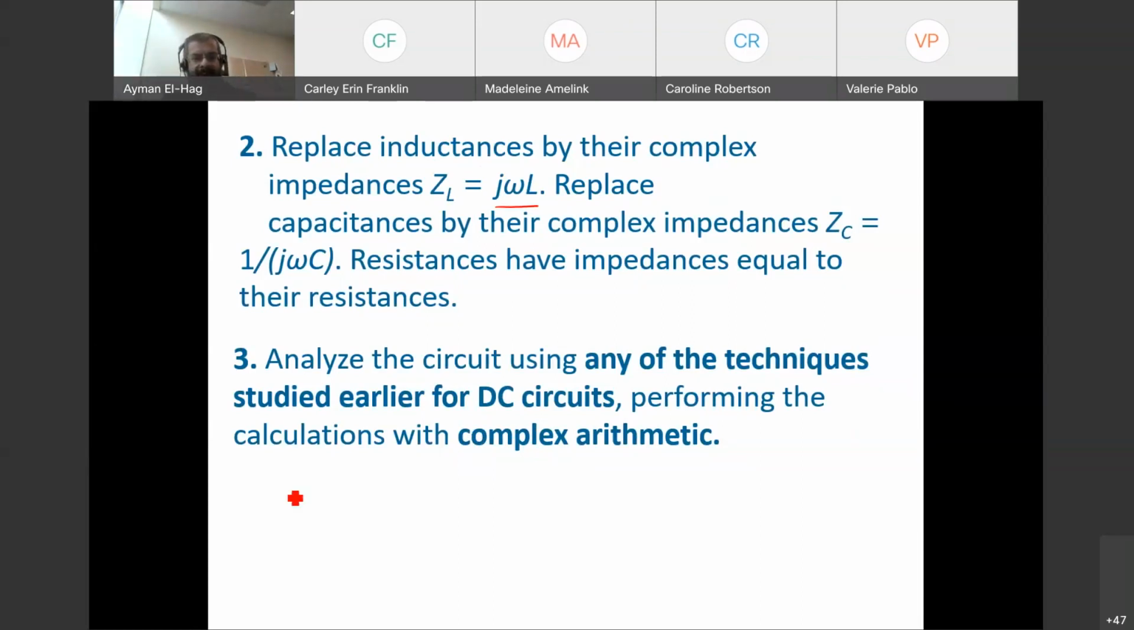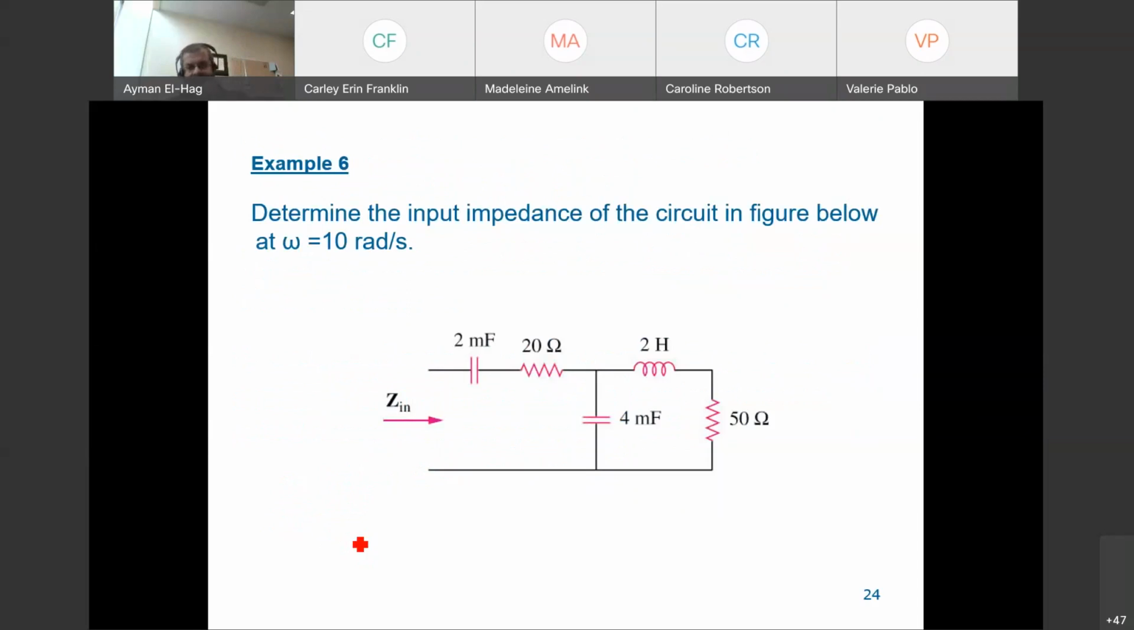Let's say I found I has a magnitude and an angle, then i of t becomes equal to the magnitude cosine of the same omega t plus phi. And then my problem is solved, if my interest is to find i of t. Sometimes my interest stops here, and then I don't need to convert. So it could be in polar form or in x plus j y, rectangular form. Now let's have an example.